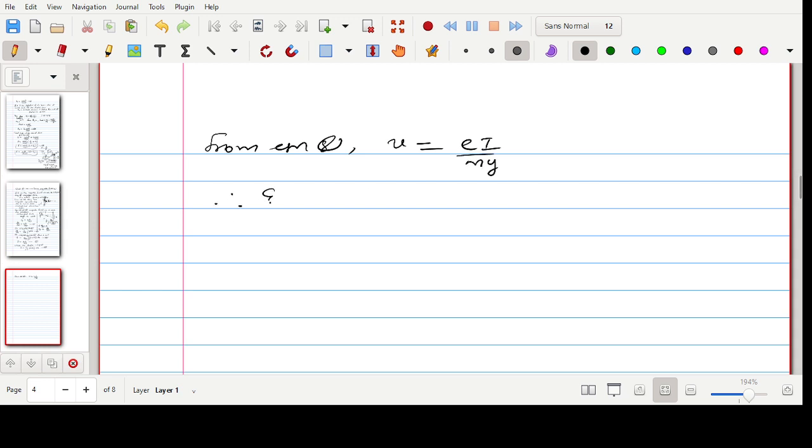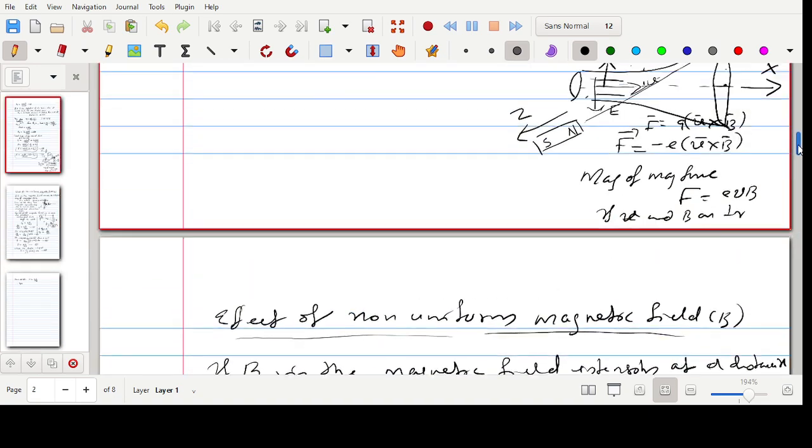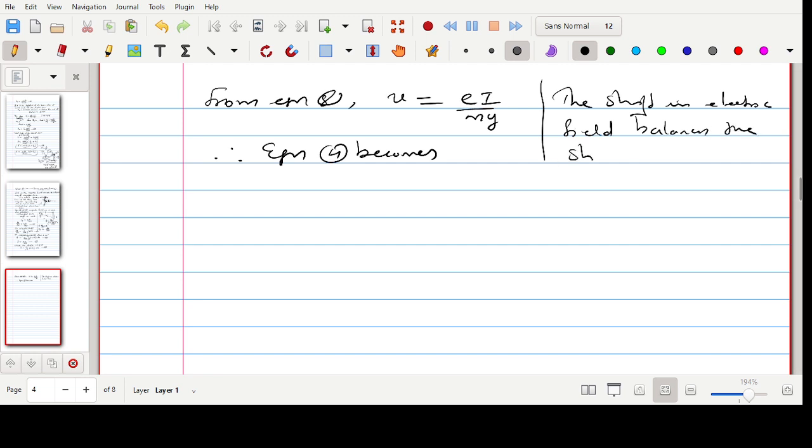Therefore, the equation in the electric field, the expression for y is equation 4. Therefore equation 4 becomes, we are taking the shift in electric field balances the shift due to magnetic field. That's why both the shifts we are taking as same.